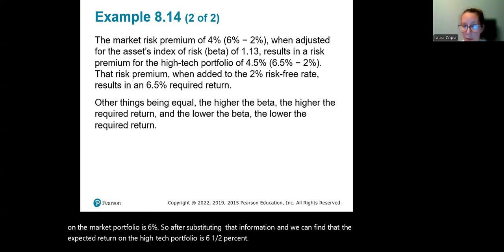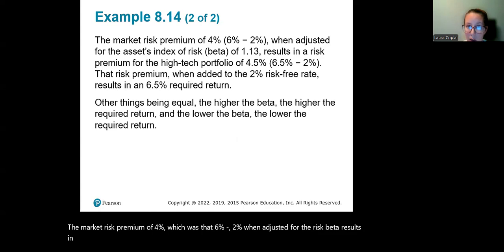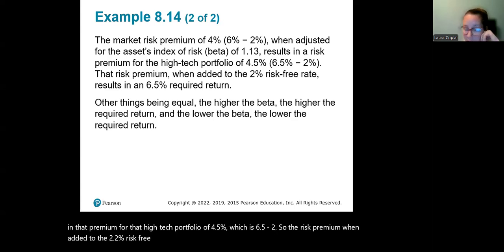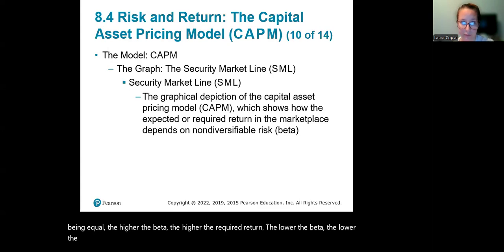The market risk premium of 4%, which was that 6% minus 2%, when adjusted for the risk beta, results in that premium for that high-tech portfolio of 4.5%, which is 6.5 minus 2. So the risk premium, when added to the 2% risk-free rate, results in that 6.5% required return. So all other things being equal, the higher the beta, the higher the required return. The lower the beta, the lower the required return.